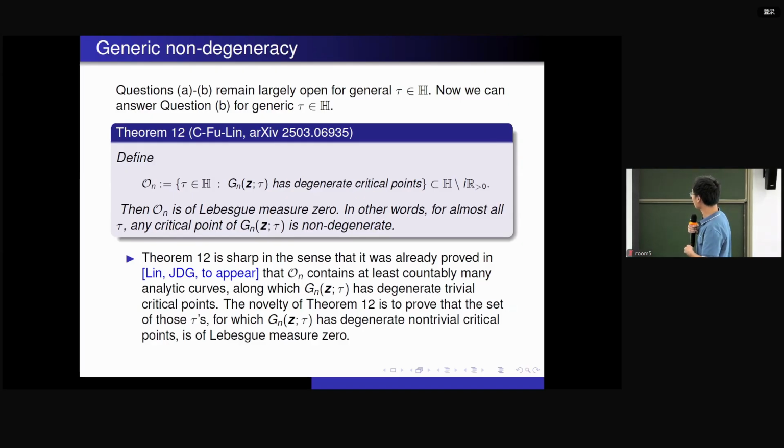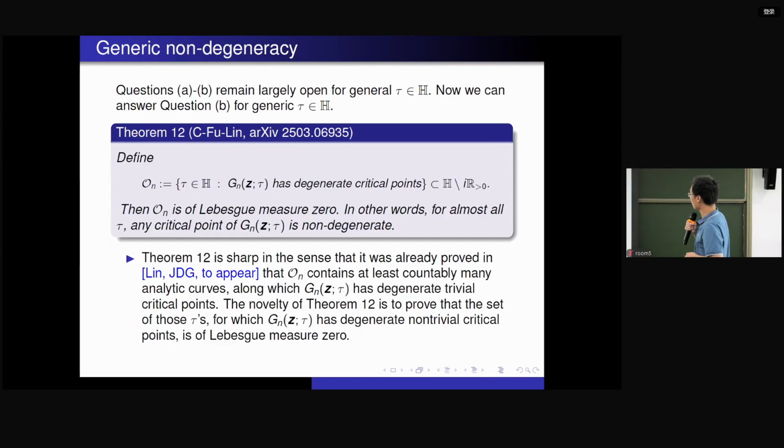So the previous result is about tau being purely imaginary. For general tau, these two questions still remain largely open. Recently, we can give an answer to the non-degeneracy for generic tau. So we define a set O_n to be the set of tau such that the G_n has degenerate critical points. Then we can prove that this set is of Lebesgue measure 0. So in other words, for almost all tau, any critical point of G_n is non-degenerate.